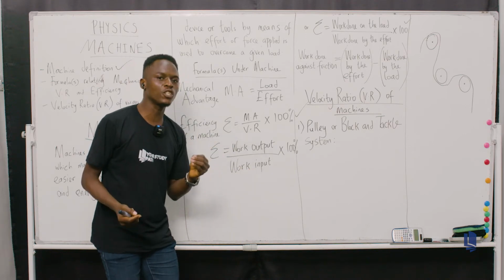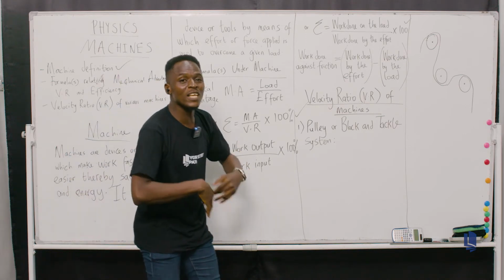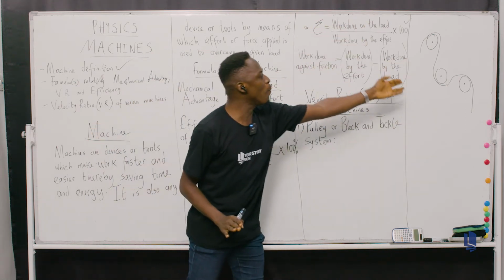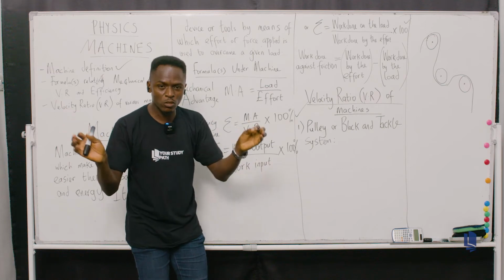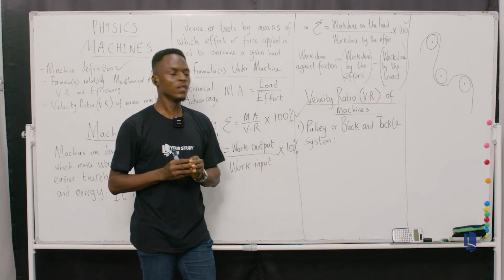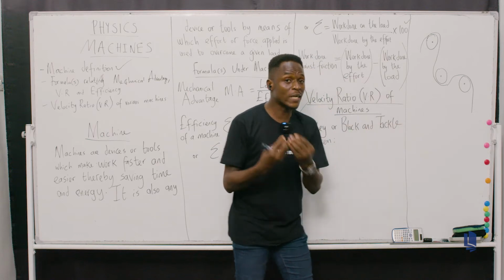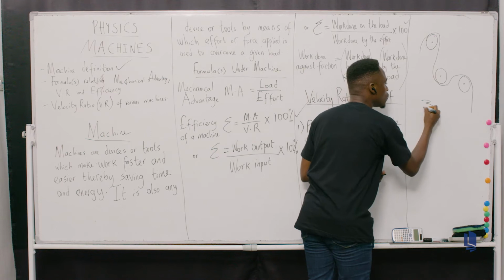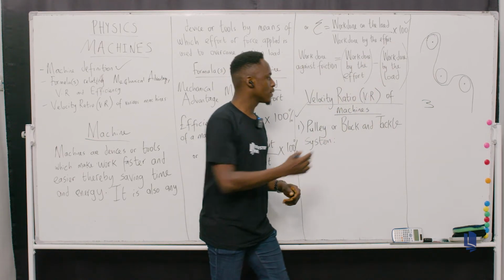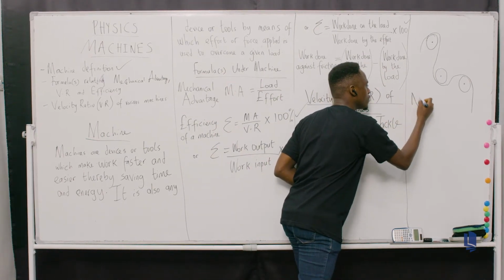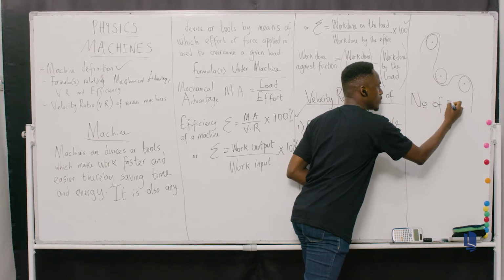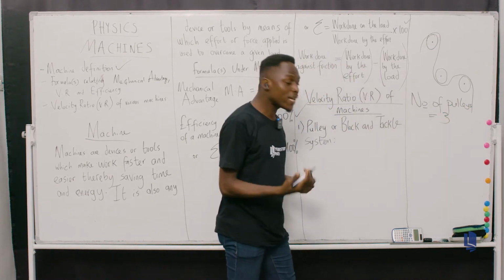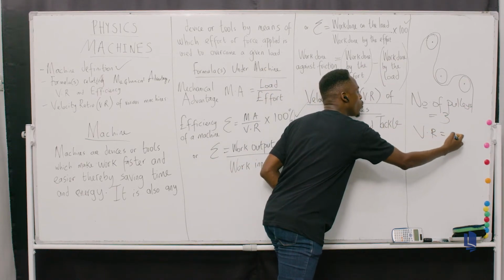The velocity ratio of a pulley system is only subject to the number of pulleys. That's all. Check out how many pulleys you have in the question. That is your velocity ratio. So based on this diagram here now, we can rightly say that the number of pulleys available would be 3. Number of pulleys equal to 3. As such, velocity ratio equal to 3.